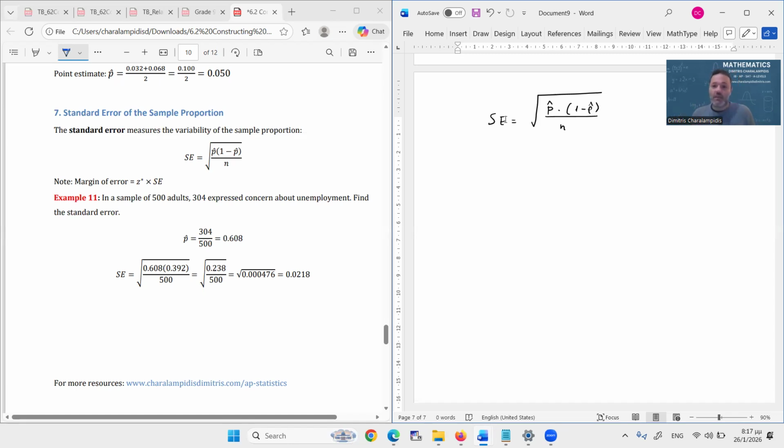What is standard error? In small talk, in the simplest possible way, remember that the standard error just measures the variability of the sample proportion. Now, let's see one easy and quick application.